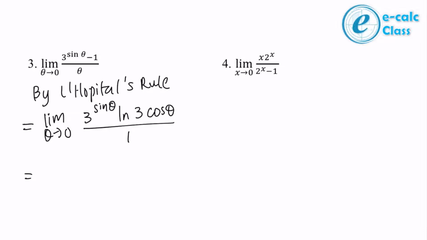If you put in 0, you have 3 raised to sine 0, which is 0. Ln 3 is a constant. Cos 0 is a 1. So the answer will just be ln 3. Finish. Okay, next we have this.